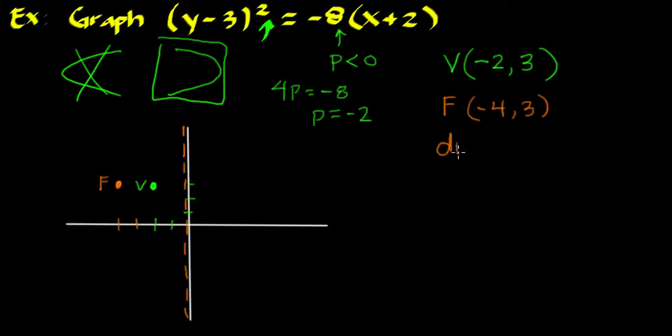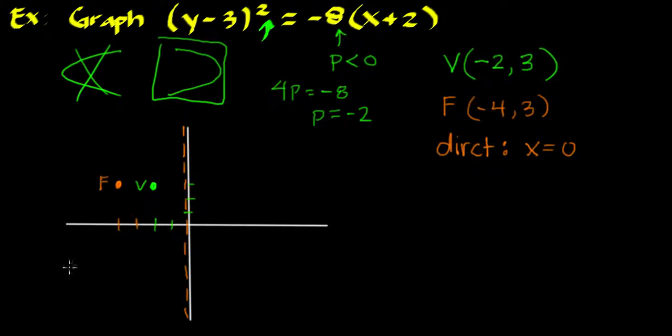All right, so I'm going to write down my directrix is equal to the equation x equals 0. Essentially, the h, negative 2, minus negative 2, which is negative 2 plus 2, or x equals 0, and that gives us our equation right there.